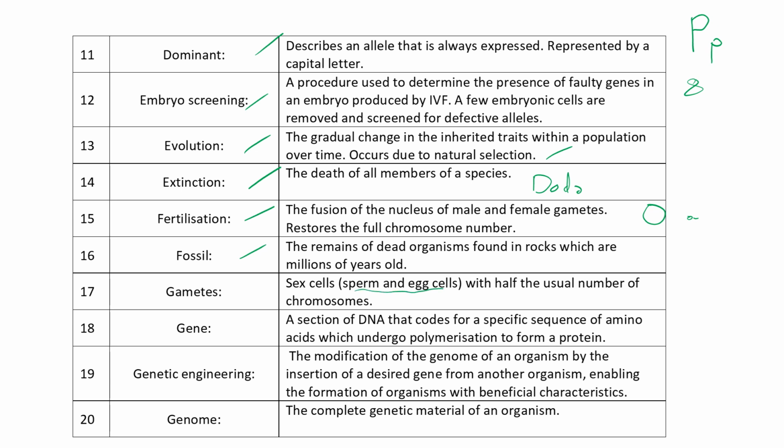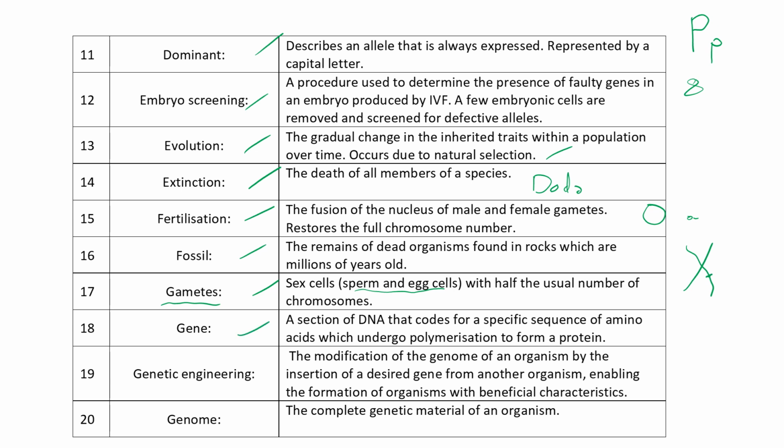Sex cells, so sperm and egg cells with half the usual number of chromosomes. The posh name for that is gametes. A section of DNA that codes for a specific sequence of amino acids which undergo polymerization to form a protein. Sounds very complicated, but what you've got is there's your chromosome. That little point there might be a gene.